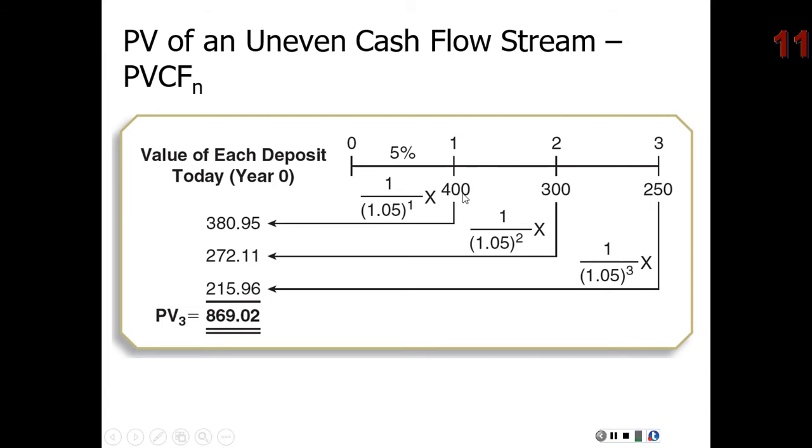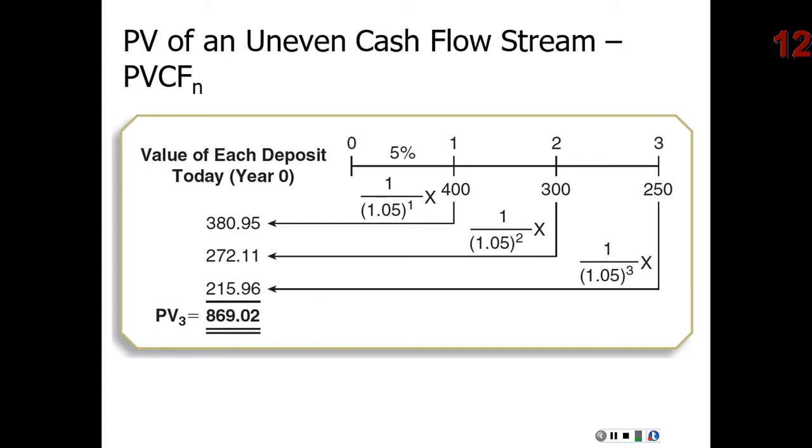So the $400, we take that one time period at 5%, its present value is this. The $300, we take back 2 time periods, it's equal to $270.41. And the $250, we take back 3 time periods, it's equal to $215.96. And if we add these 3 together, the present value of this mixed stream is $869.02. That's one way you can do it.